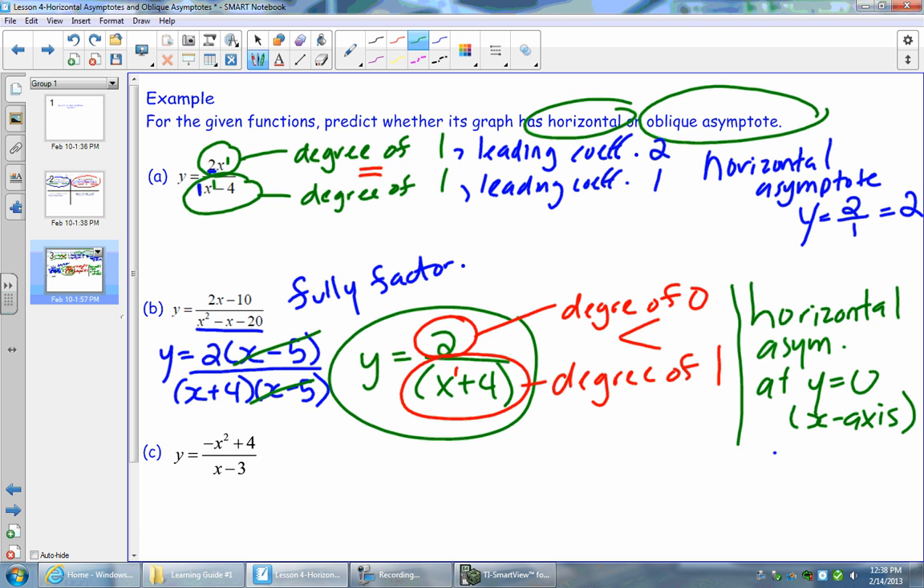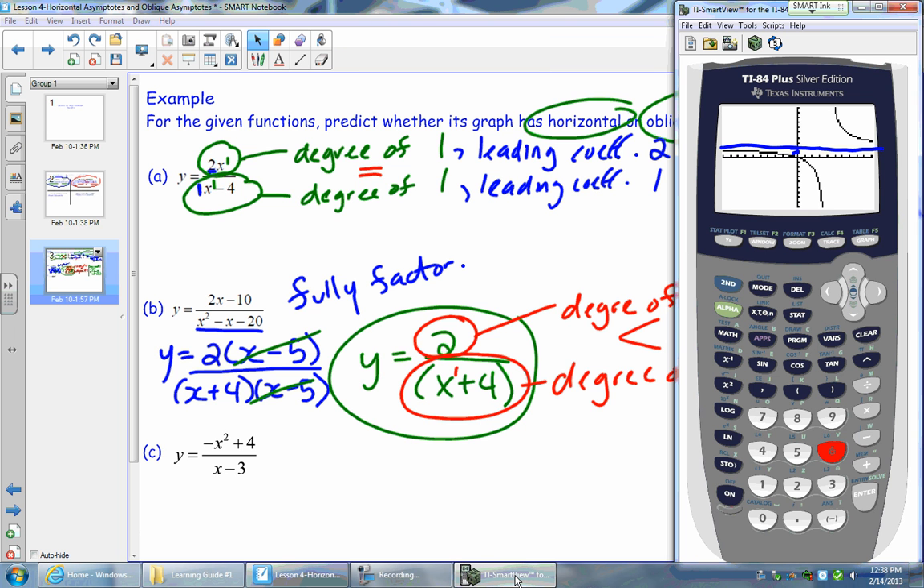Okay, and also to verify that behavior, you can always stick it in your calculator. So get rid of whatever you had in there before, and you're going to stick in the original function, not the factored one. So sticking in the original function, we have 2x minus 10, close your brackets, divided by x squared minus x minus 20. Let's try Zoom 6 standard and see what we get here.